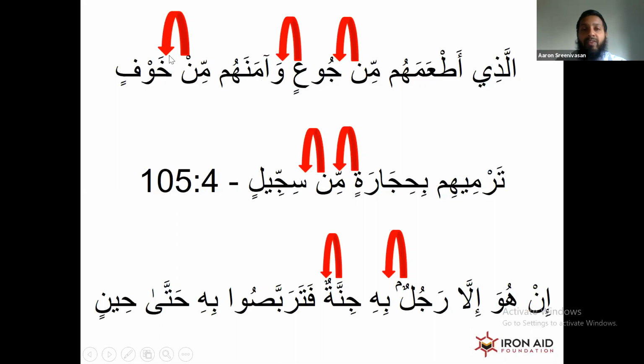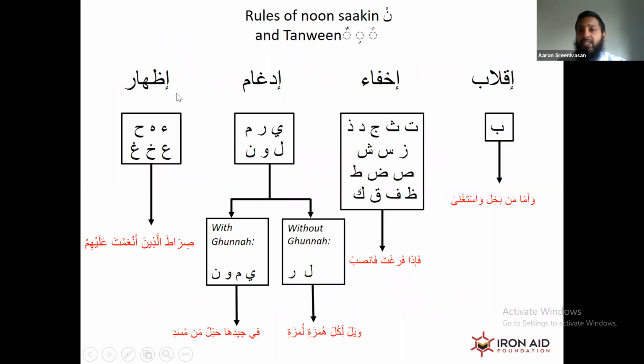And lastly, we have min khawf. Here we have noon sakin followed by the letter kha. And kha is from the rule idhar. And idhar means to make clear. And so we are going to make the noon sakin clear. Min khawf. And that is essentially what this table is summarizing. All of these rules are summarized in this table.